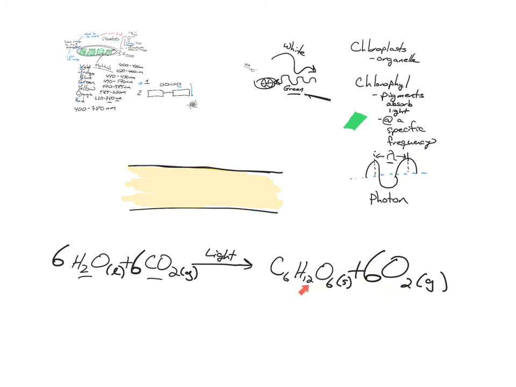12 plus 6 is what? 18. So 12 plus 6 is 18, so 18 oxygens on both sides. And then to make sure, we can always do what I love to do, which is this. This is the reactants. These are products.